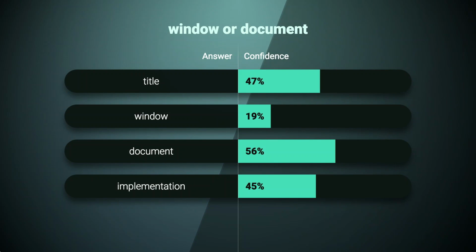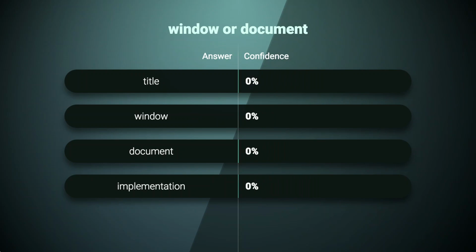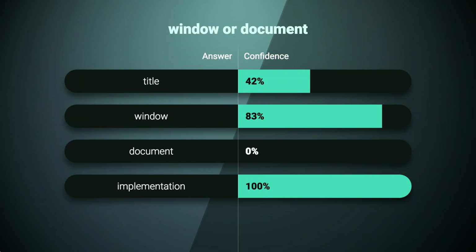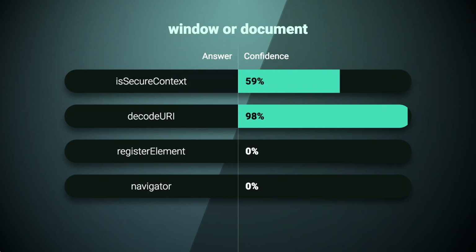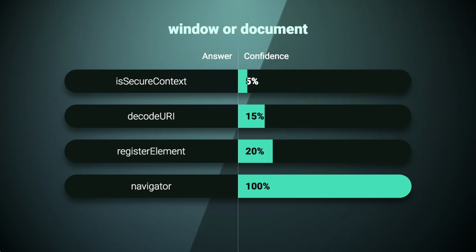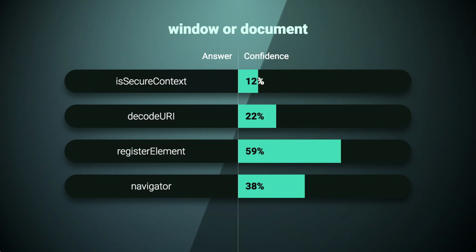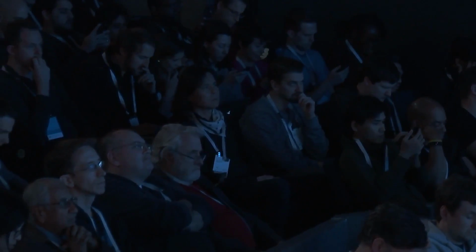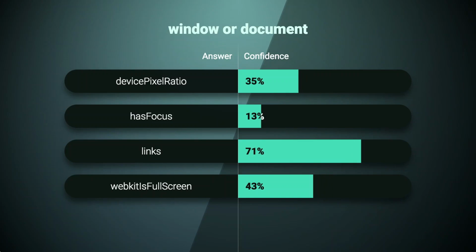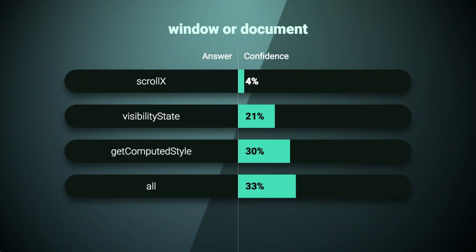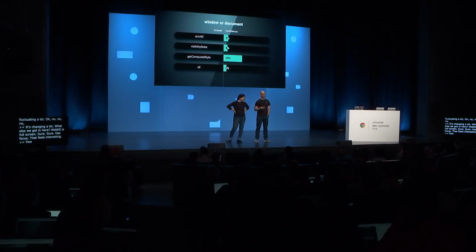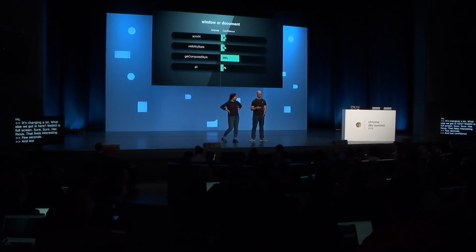Title. Window.window? Is window on window, or is window on document? Or is document on window, or is document on document? Implementation? Title. Does title belong to the window or document? Is secure context? The confidence is fluctuating a lot, and Navigator, everybody. It's changing a lot as we go through. What else we got in here? WebKit is full screen. Sure. Has focus. That feels interesting. Does window get a focus or document get a focus? And low confidence. I'm not surprised, because I don't think I know half of these either.